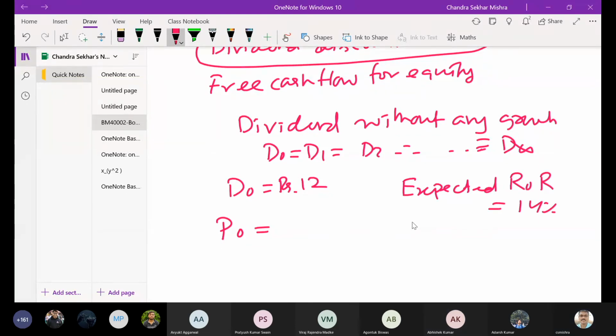Tell me, what is this known as in time value of money? It is a perpetuity. So perpetuity value is P0 is equal to A by R, where A means amount every year, divided by 0.14. How much is it? 85.714. Very good. Very simple.